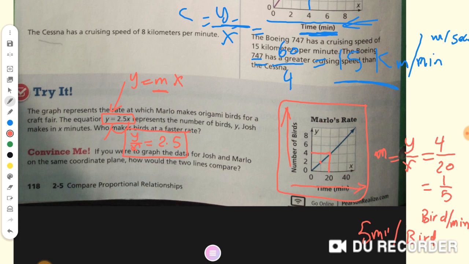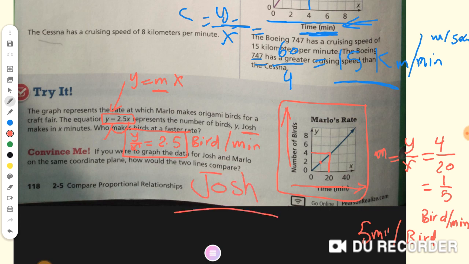What about this one? Okay, this one tells me that the constant here, y equals 2 over 5 birds per minute, so it's more. Per 1 minute, here per 1 minute Jewish can make 2.5 birds, but Marloes can only make 1 over 5. So which one is faster?